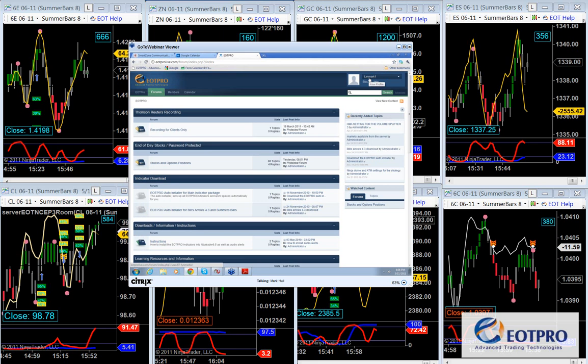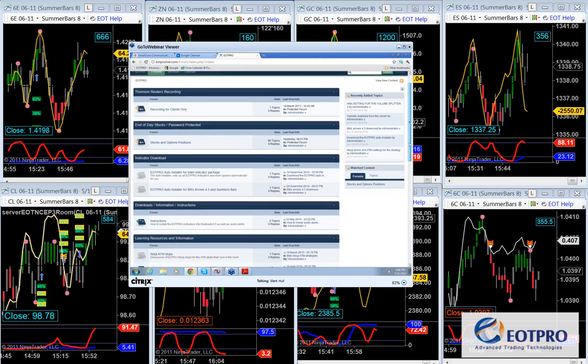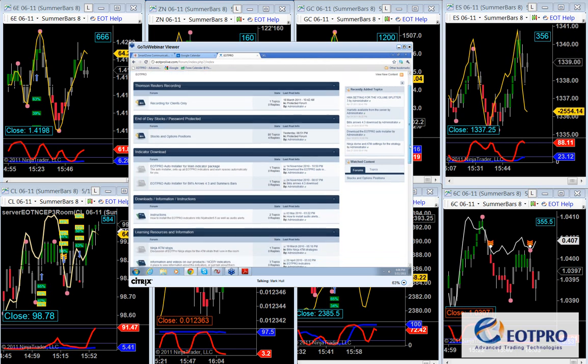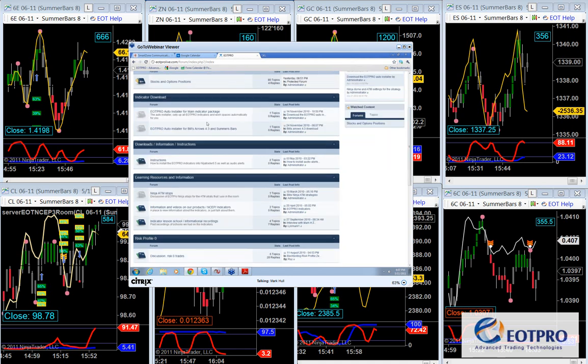This is what EOT is all about. Once you get in and you're signed in, there's no commitment here. This is all for your own benefit. There's Thomson Reuters recordings. There's end-of-day stocks, which is password protected, and it says so. That's for our paying members, where we do hypothetical stock and options, which have been doing extremely well. We're up 60% since October on the options. We do indicator downloads, where everything is right here for you to actually apply to your NinjaTrader platform.